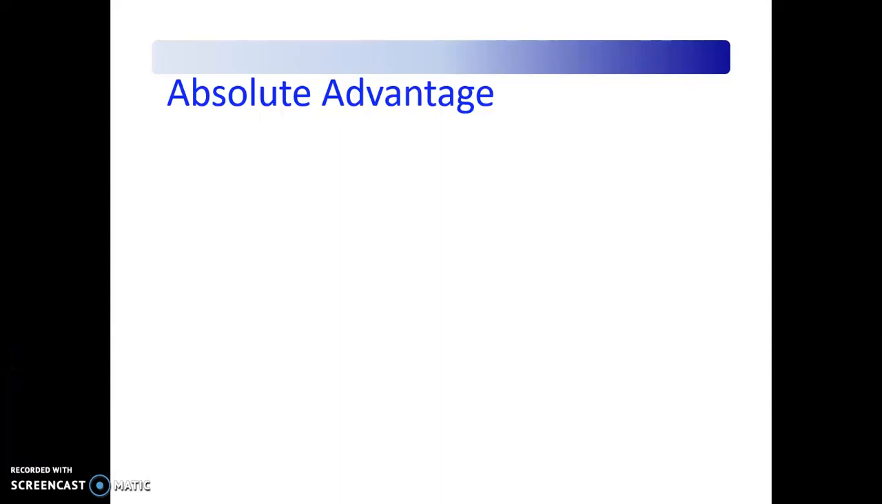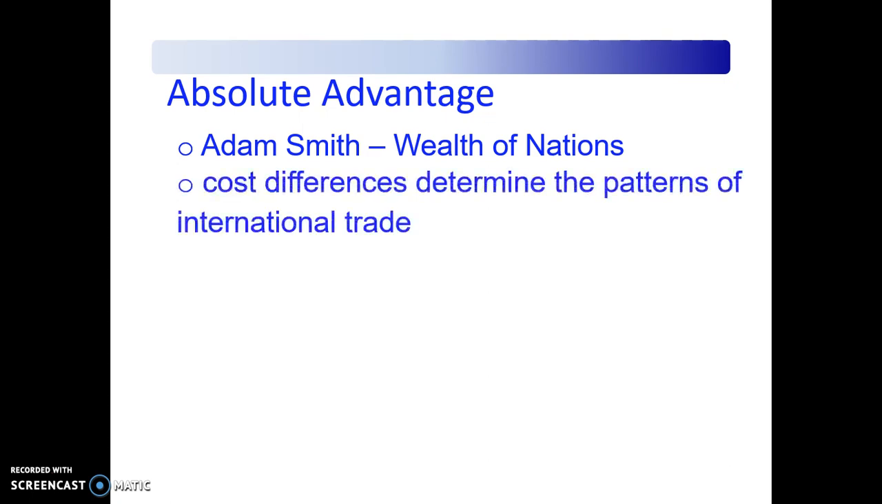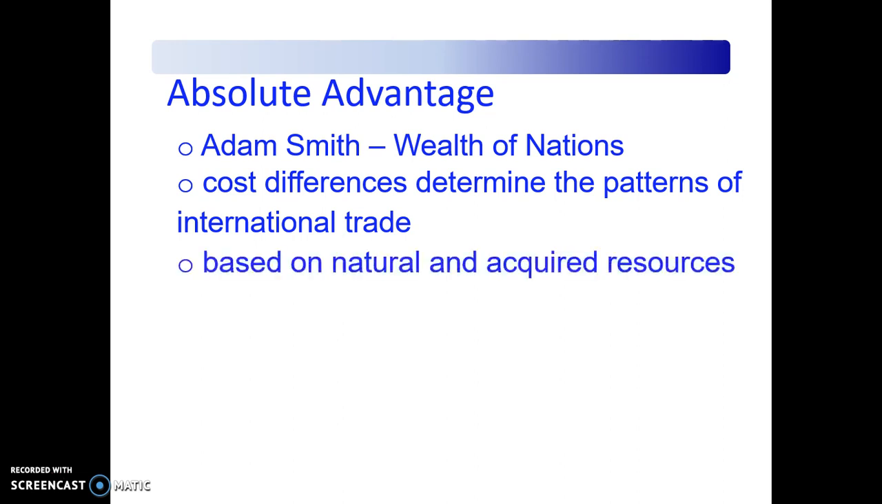Okay, so today we're going to talk about absolute advantage and comparative advantage. Absolute advantage was brought about by Adam Smith, a known economist. He had a theory of the wealth of nations, which is basically that the cost differences will determine the patterns of international trade. These are based on natural and acquired resources, which means that it's more based on what you have.